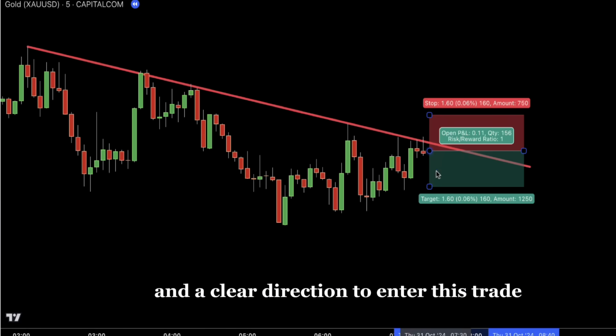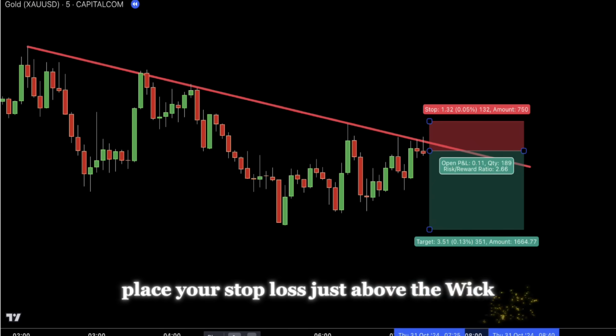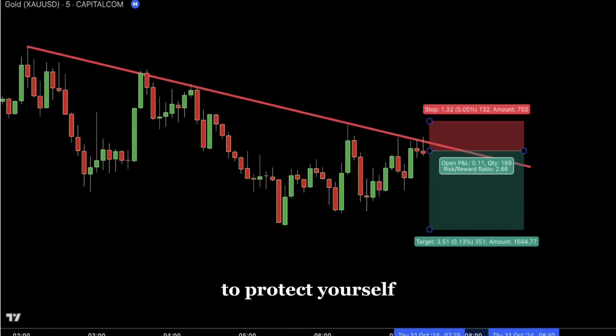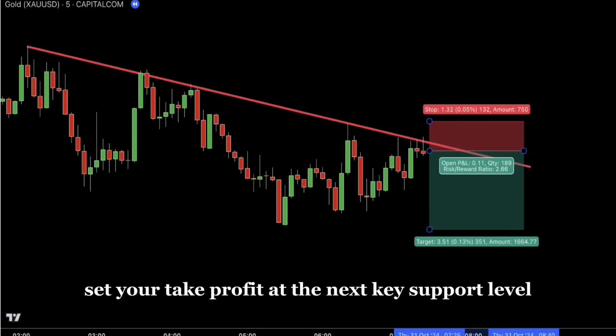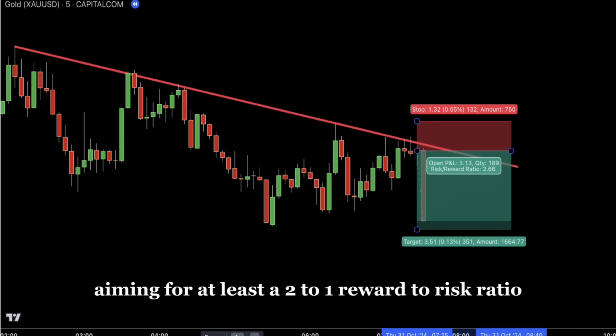To enter this trade, wait for the bearish pin bar to close, then enter your position. Place your stop loss just above the wick to protect yourself. Set your take profit at the next key support level, aiming for at least a 2-to-1 reward to risk ratio.